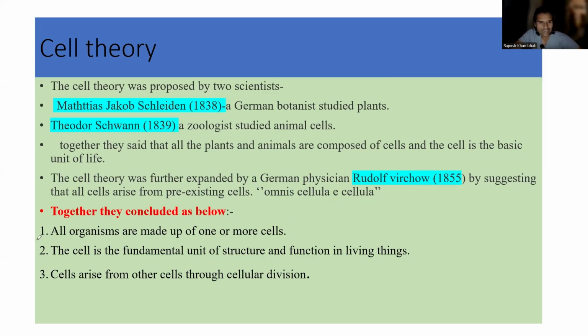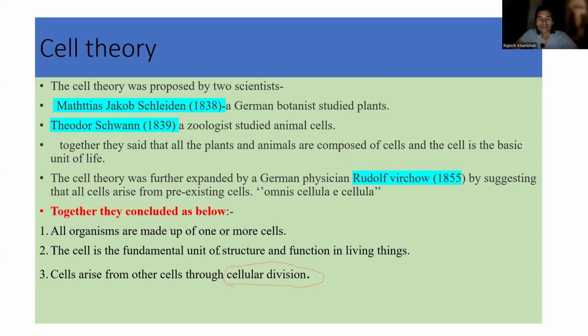Together we now get three sentences. Let's read them. First, all organisms are made up of one or more cells. Number two, the cell is the fundamental unit of life, or you can say the cell is the structural and functional unit of all living things. And the third sentence is that cells arise from other cells through cellular division.